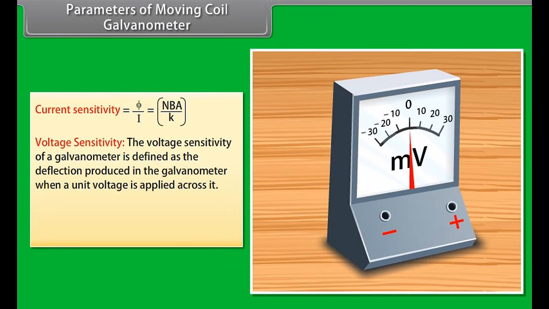The voltage sensitivity of a galvanometer is defined as the deflection produced in the galvanometer when a unit voltage is applied across it. Voltage sensitivity is equal to phi upon V, which is equal to NBAI upon KV. Conversion of galvanometer into ammeter.